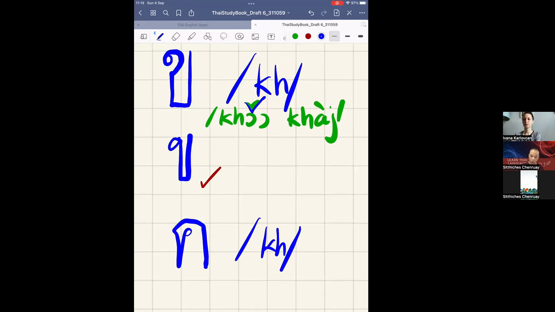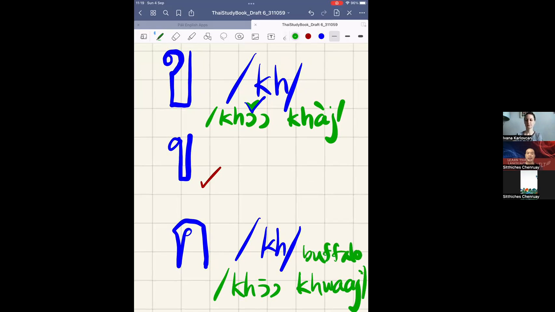This is ขอ, but this is ขอ, the middle tone. ขอควาย means buffalo. And there's also another letter like ขอขวด that we don't use. And this one there's ขอคน. คน means people. We don't use it too.